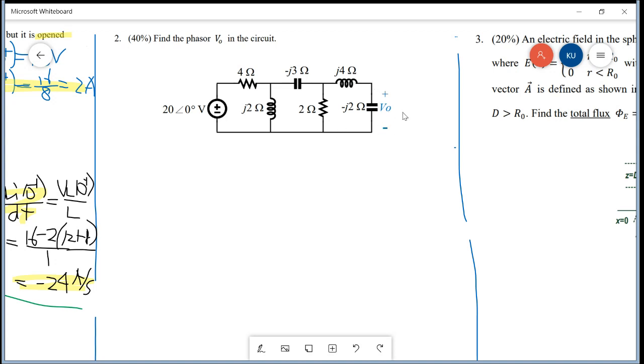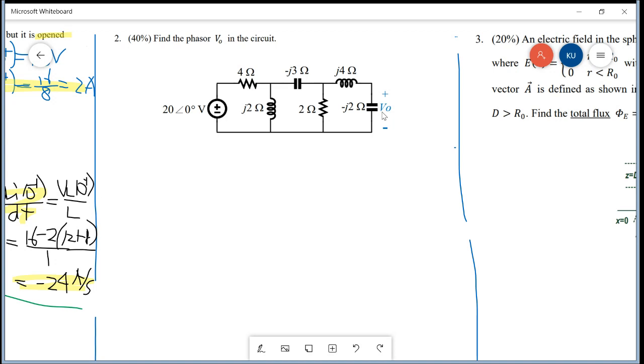Or you can assume VO prime to be 1 volt, and then you try to go back. It may be an easier way to find this type of ladder circuit. And then finally you can find out that the source will be another voltage, and then you use the linear property to find what VO should be. And in this solution, I'll try to use the source transformation to find the answer.